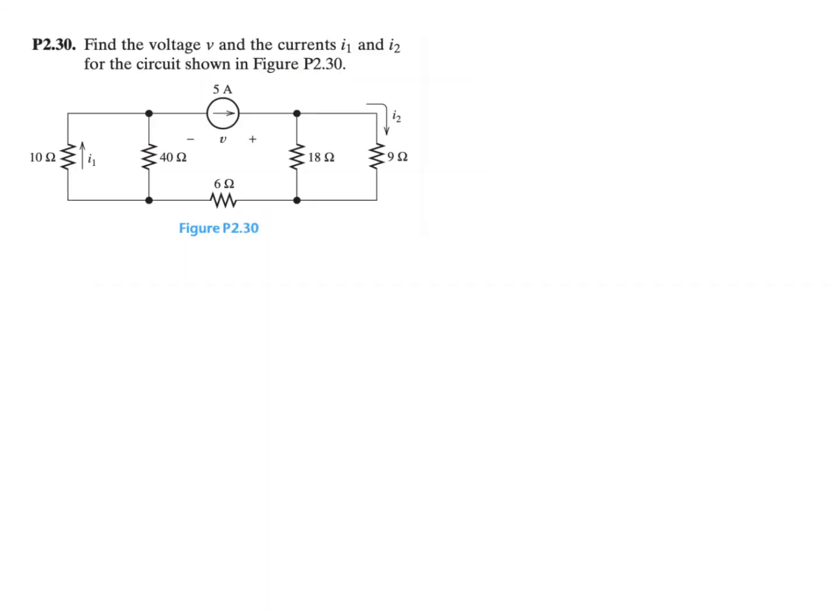Question P2.30. Find the voltage V and the current I1 and I2 for the circuit shown below in figure P2.30. For this question, we are going to find V first. So if that's the case, we are going to combine all of the other resistors here to make this network only one resistor. So let's do that.